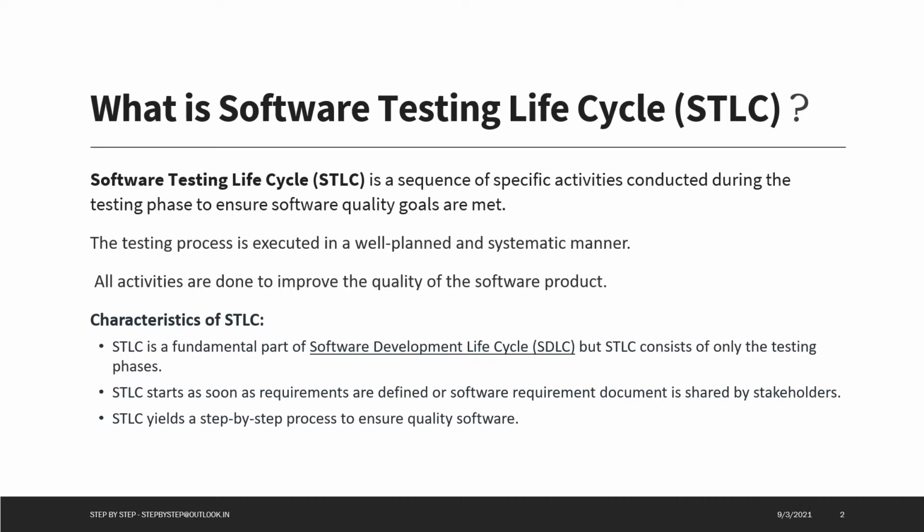So what are the characteristics of STLC? STLC is a fundamental part of the software development lifecycle, but STLC consists of only the testing phases. So STLC falls under SDLC, but STLC is specific to testing itself. STLC starts as soon as requirements are defined or the software requirement document is shared by stakeholders. Once you get the software requirement document, STLC will kick off. STLC yields a step-by-step process to ensure quality software. So the end aim of the STLC is to ensure software quality is up to the mark.